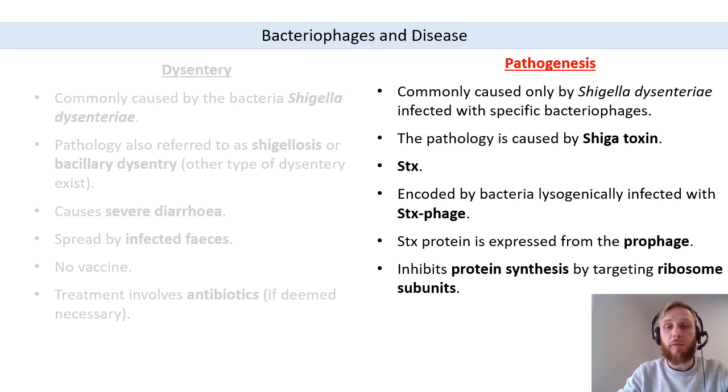And the actual process that the toxin inhibits is protein synthesis. So Shiga toxin, when it's released by the bacteria, just disrupts protein synthesis because it interacts with ribosome subunits. And as we know, the ribosome is central to translation. So if the ribosome can't function, translation can't occur, and therefore protein synthesis is not able to take place. So again, just another example of the bacteria gaining the ability to cause disease due to this lysogenic life cycle of some bacteriophages.